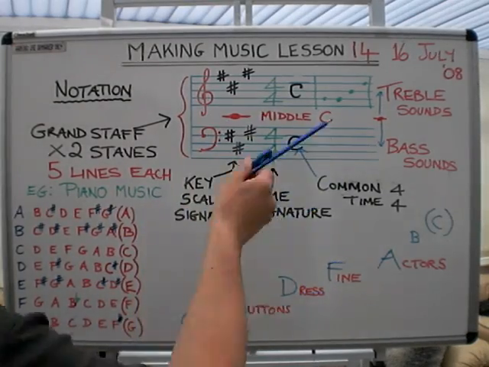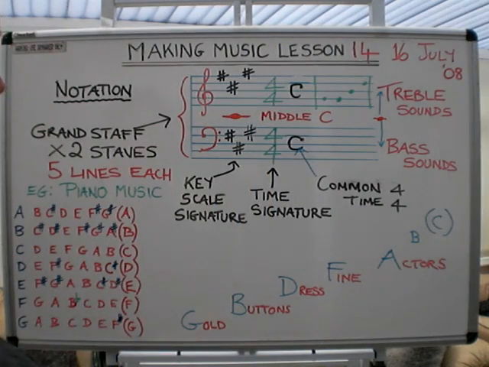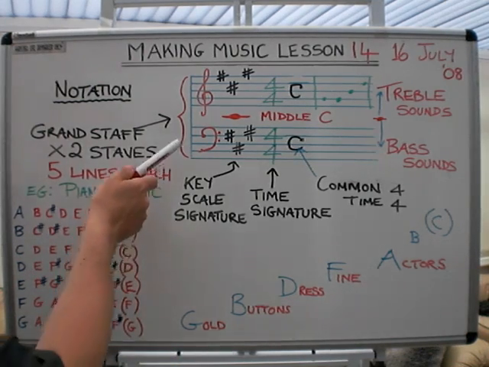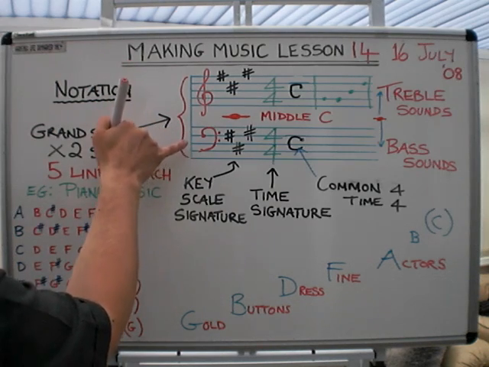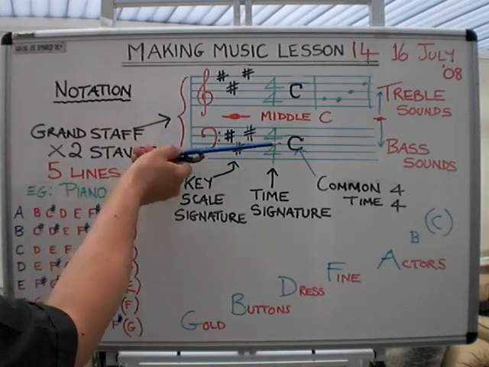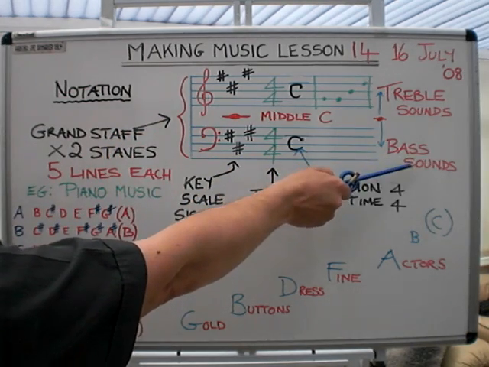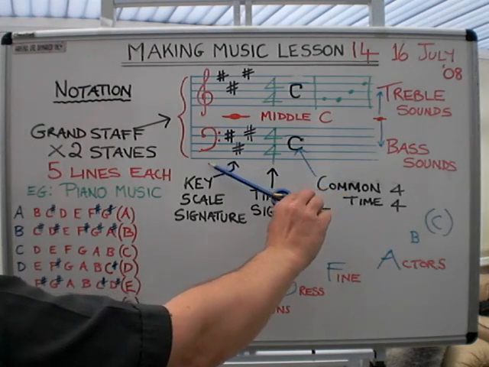We're just back continuing on, we've called it lesson 14. I just want to continue where we left off on lesson 13. We were talking about this stave of 5 lines below middle C, representing the bass pitch or the bass sounds. We're starting off the bottom here.